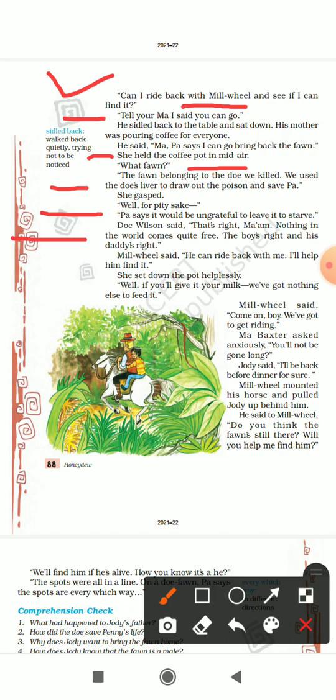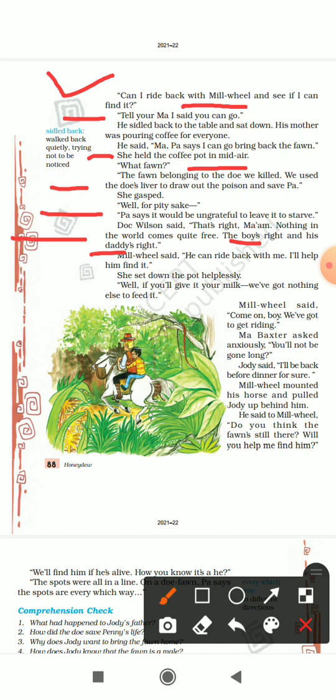"The boy's right and his daddy's right" is a contraction given here: boy's means boy is, and daddy's means daddy is. So Jody said to his mother that it would be very ungrateful if they left the fawn there to starve, to die due to hunger. At that time there was another character, Dr. Wilson, and he said that it is correct, ma'am, nothing in the world ever comes quite free. That means we have to pay for everything. So if they have used the heart and liver of the doe to draw out the poison, they should take responsibility for the fawn as well.